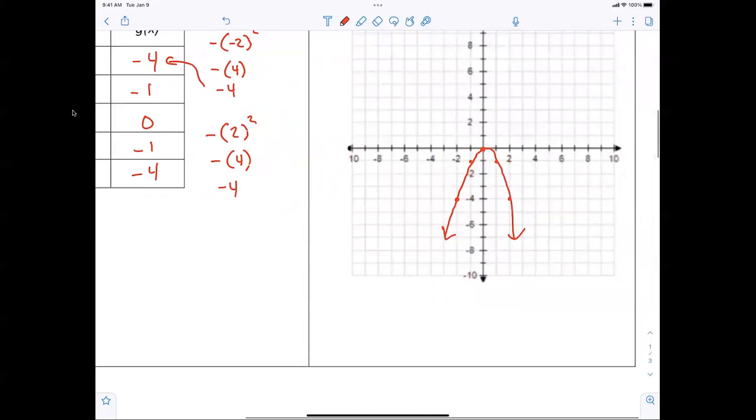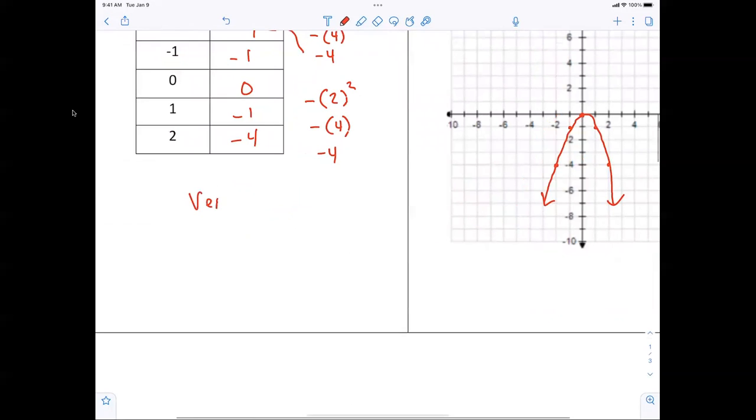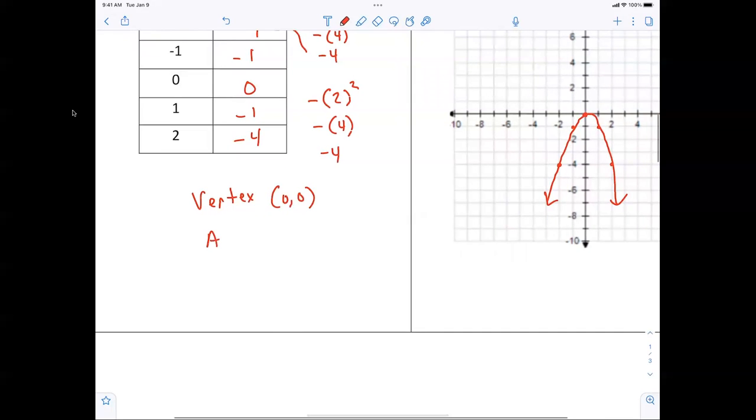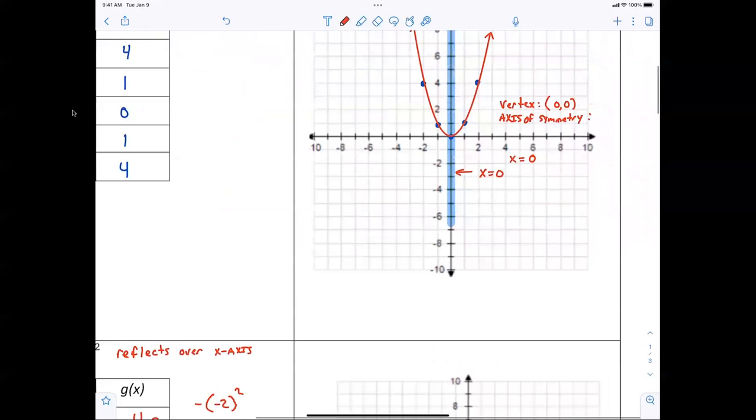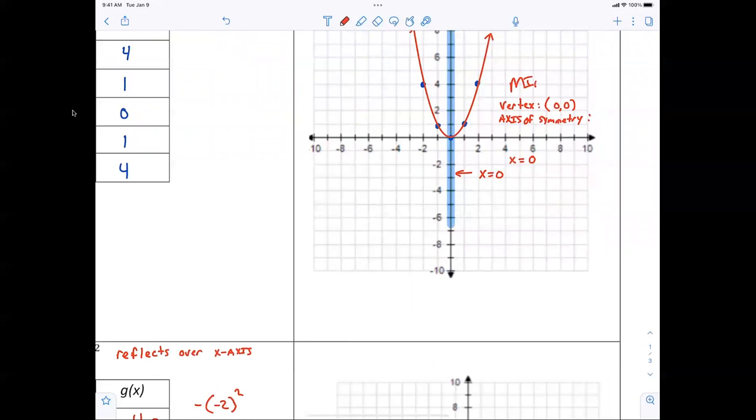Then I want everybody to tell me that the vertex here is what? It's (0, 0). And I want you to tell me the axis of symmetry. AOS: x equals 0. And I want everybody right underneath this. The vertex is a what? Maximum. And the vertex up here was a what? Minimum. It's the lowest point on the graph. And on the second one, it is the highest point on the graph.